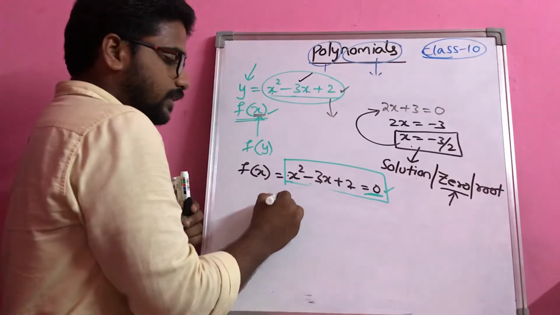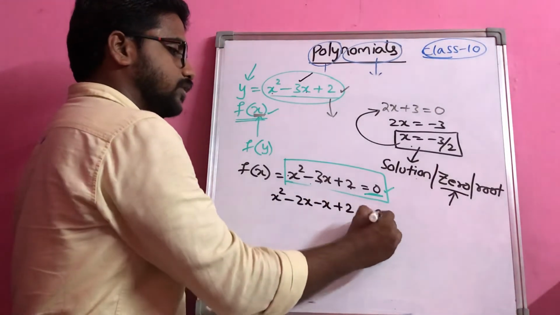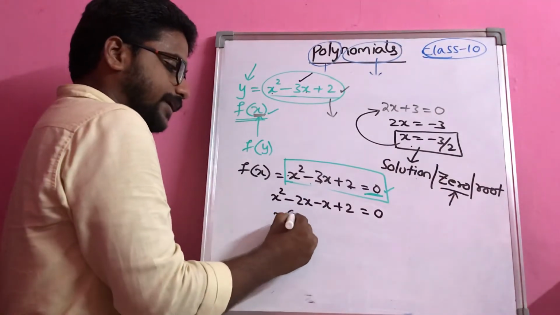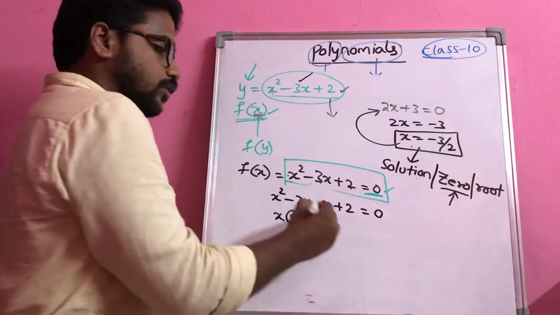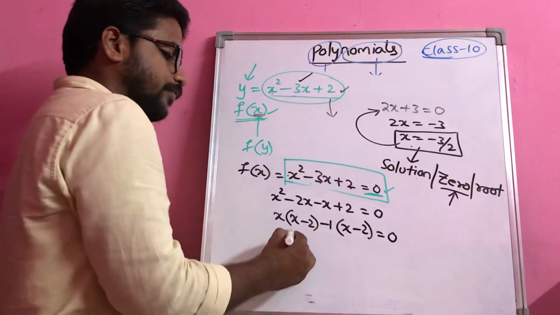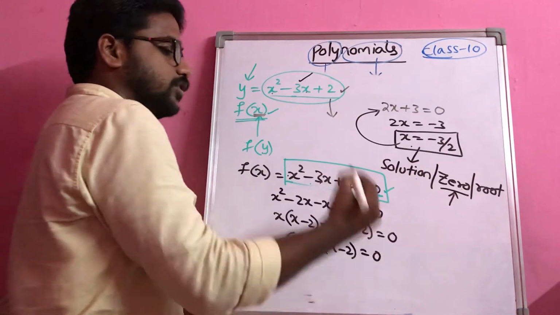So this is x square minus 2x minus x plus 2 is equal to 0. From the first two terms you can take x as a common factor, x minus 2, and minus 1 as a common factor, x minus 2, is equal to 0. You will get here x minus 1 into x minus 2 is equal to 0.